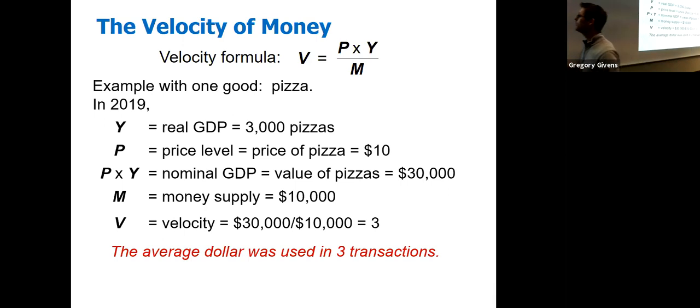What this shows you, hopefully, is that if someone were to burn up half of the money supply, so the money supply is now $5,000, then in order for $5,000 to support $30,000 worth of pizza, the velocity of money would have to double to 6. Each dollar would have to change hands 6 times per year.